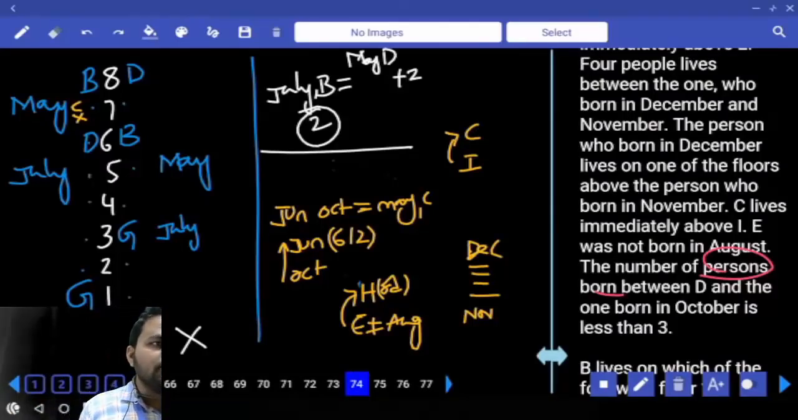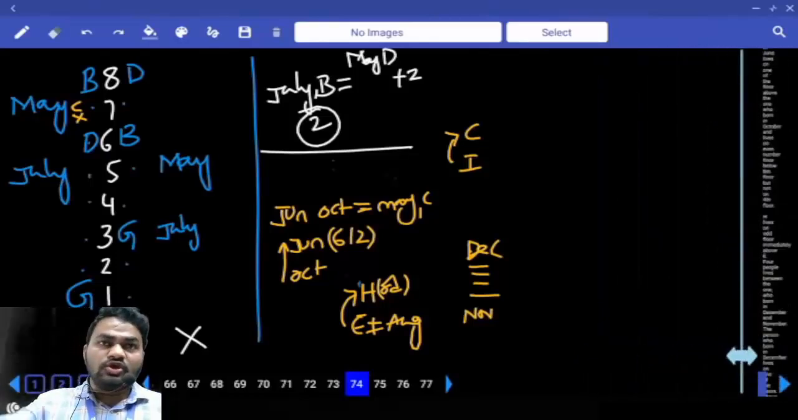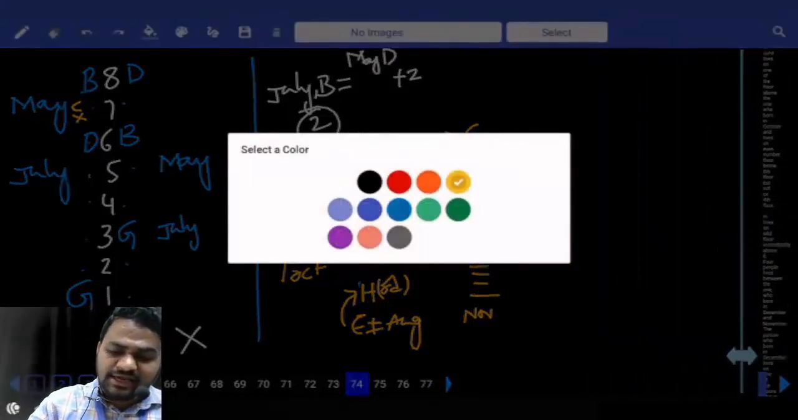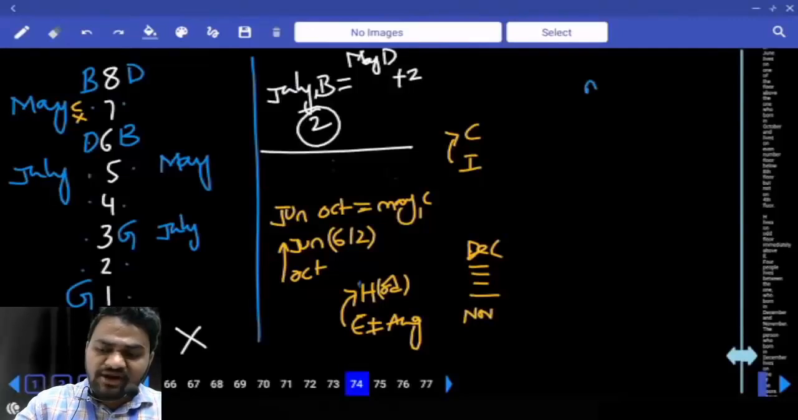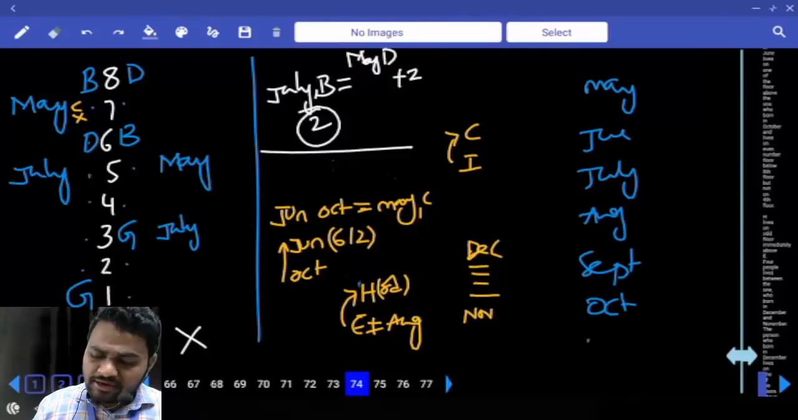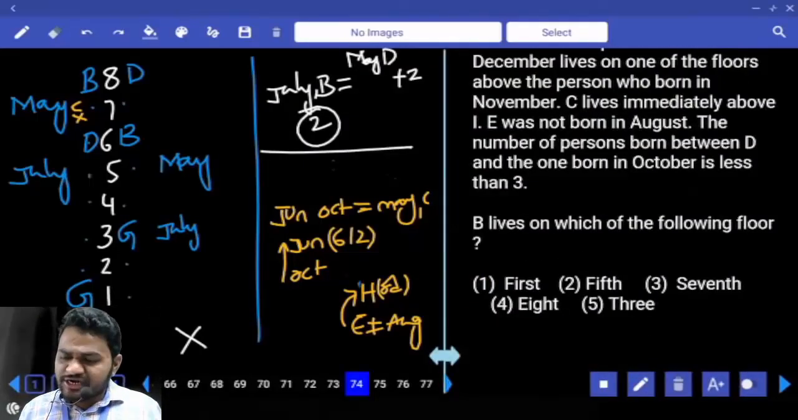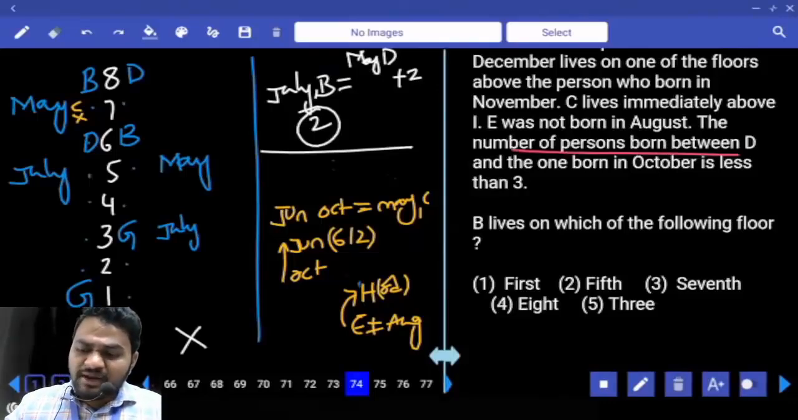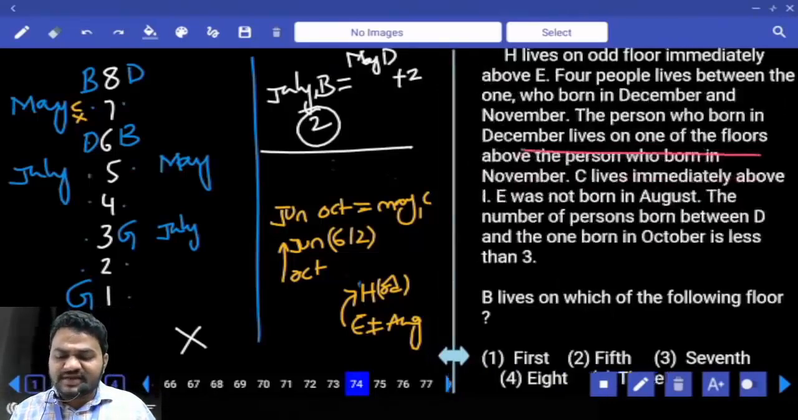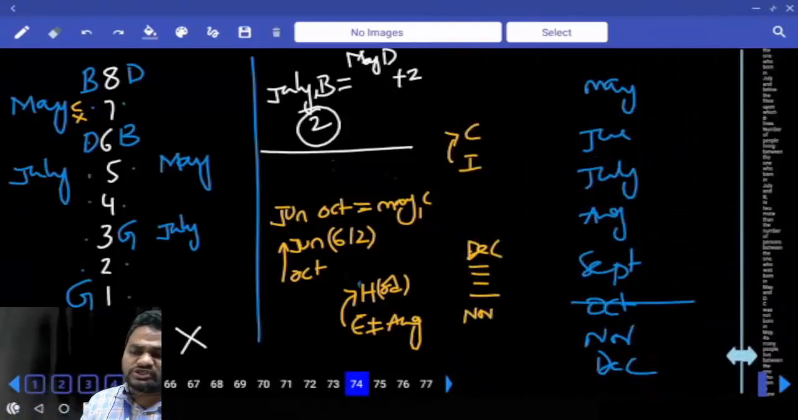So number of persons born between D and October is less than 3. So here you know that you have months clearly from May, June, July, August, September, October, November and December. These are the months. And what is the last condition talking about? Number of persons born between D and October is less than 3. October is here. Between D and October, it must be less than 3.